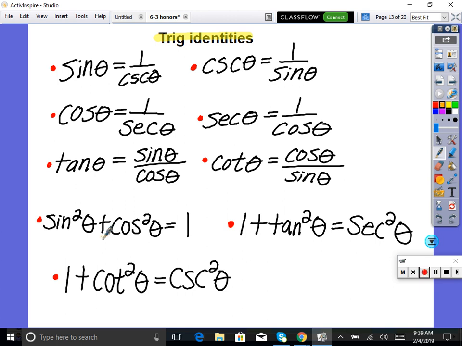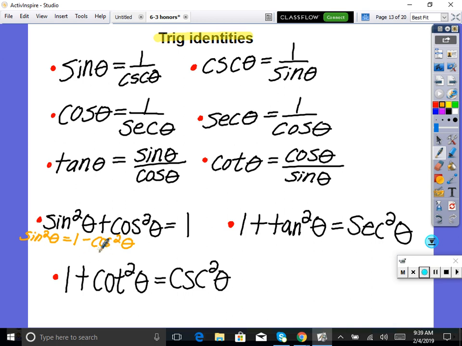Isn't it also true that I could subtract cosine squared from both sides and get sine squared alone? So we also know that sine squared theta is equivalent to 1 minus cosine squared theta. You see how I just subtracted it over? Now everybody listen, what's more simplified? Sine squared theta or 1 minus cosine squared? Sine squared theta, there's only 1 term. That is better than 2 terms.